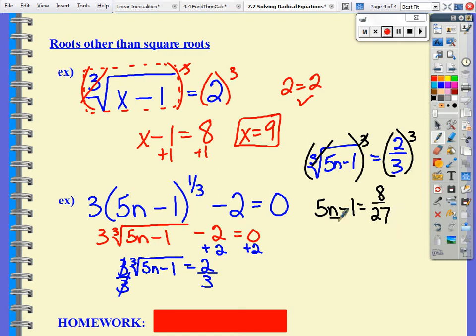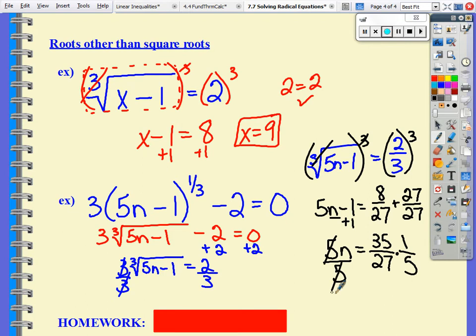Now it's just getting the variable by itself. Add the 1, common denominators. 1 is the same thing as 27 over 27. I get 5n equals 35 over 27. Dividing by 5 is the same thing as multiplying by 1/5. And so now I can cancel the 5 and the 35. So I get 7 over 27. And hopefully that works out. Let's check it real quick and we'll be done.